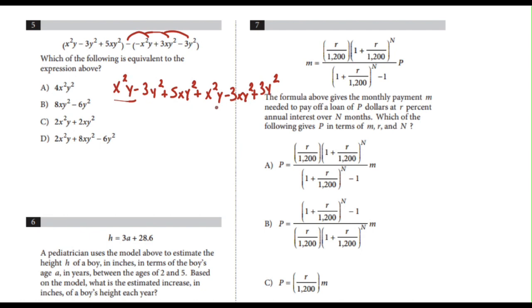X squared y goes with x squared y. When we combine these two, we're going to get 2x squared y. We have minus 3y squared plus 3y squared. So those two are going to cancel and give us 0. And then we have positive xy squared minus 3y squared, which will be plus 2y squared. So our answer is 2x squared y plus 2xy squared, which would be answer choice C.